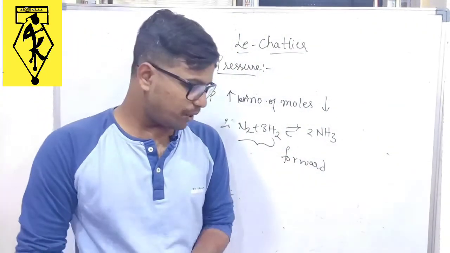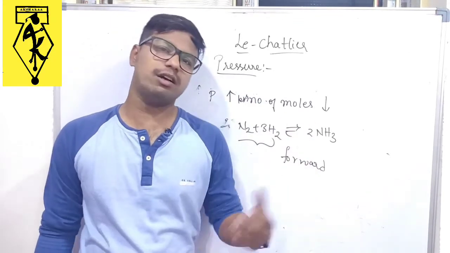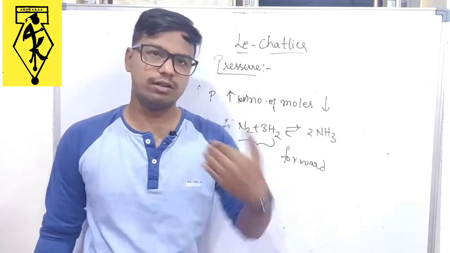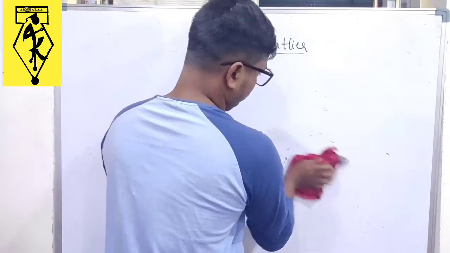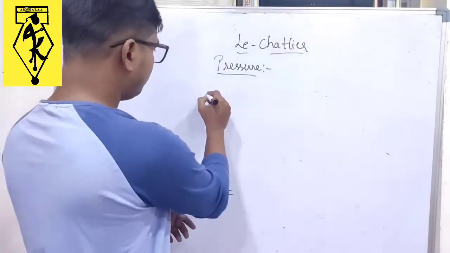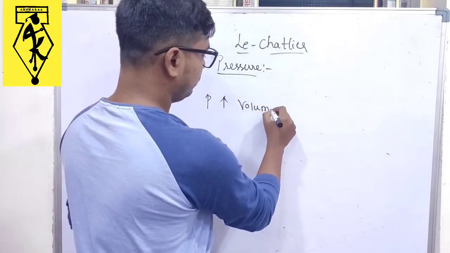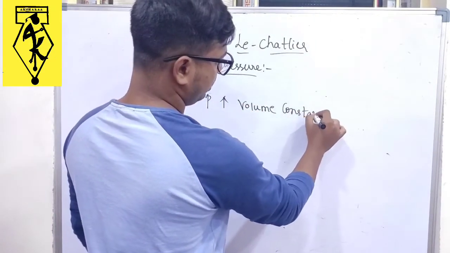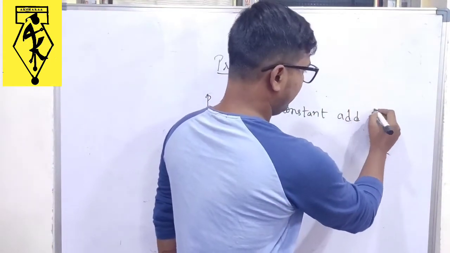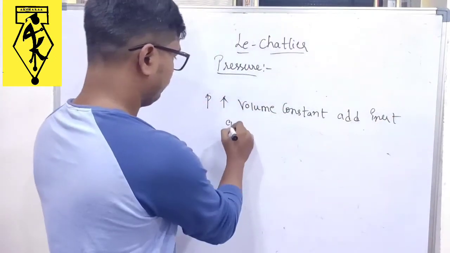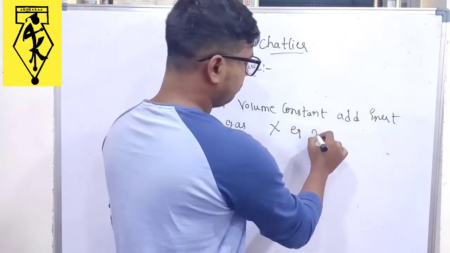Now, the next point: what if you add inert gas to the equilibrium at constant pressure and at constant volume and variable volume? Let's see it. If you increase pressure, the pressure increases and you are keeping volume constant. So if you add inert gas, then there is no change to the equilibrium. Equilibrium is not affected.